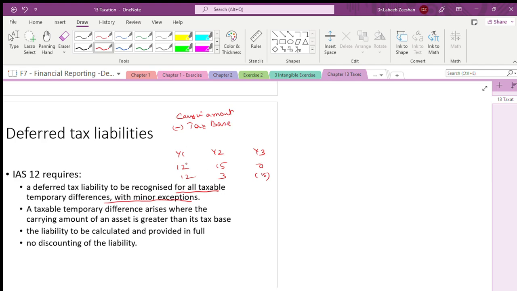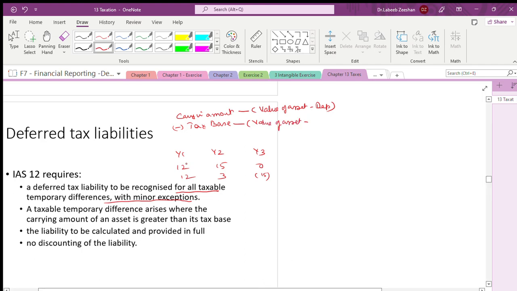The carrying amount, what is the carrying amount? Carrying amount is nothing but the value of the asset minus depreciation. What is the tax base? Tax base is the value of the asset minus tax allowances. Is it right? This is the basic difference between a carrying amount and the tax base. Now you will understand that.